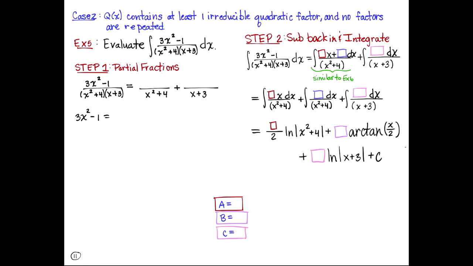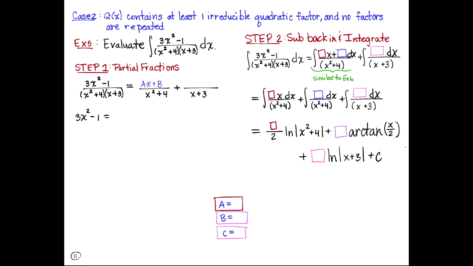So because this first term is raised to the second power in the denominator, we have an x squared. In the numerator, we want 1 degree less. So we want something that's going to be linear in the numerator. And so we will put ax plus b.